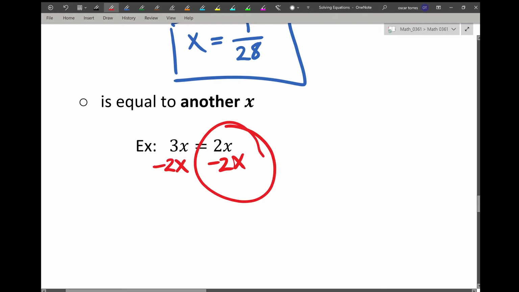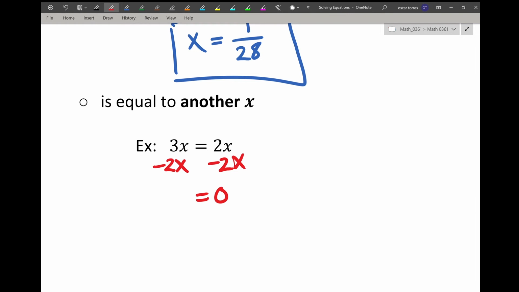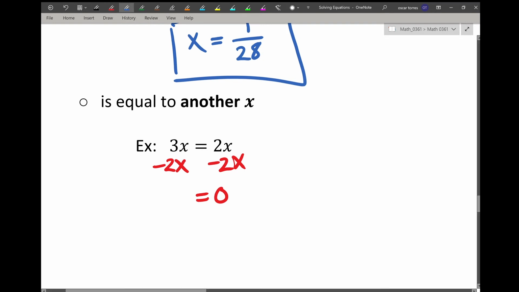If you think about what's going on, 2x minus 2x really gives me a 0. Right? 2 minus 2 would give me 0. So 2x minus 2x gives me 0. On the left hand side, we have 3x minus 2x. And 3 minus 2 is 1, which would leave us with 1x, or just x. So for this problem, we actually end up getting this answer of x equals 0.